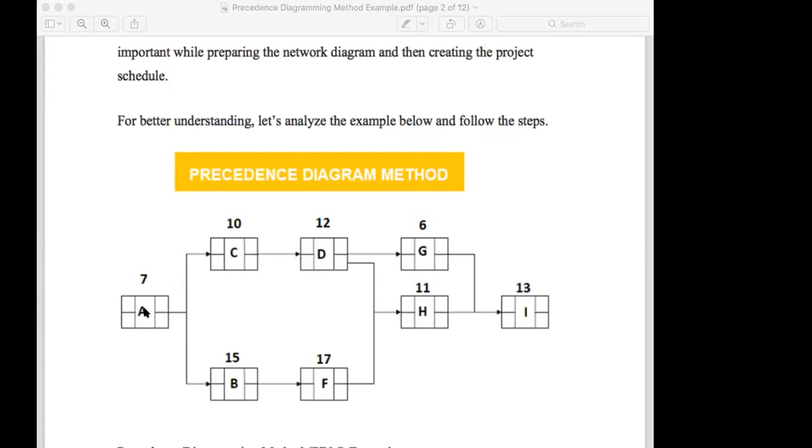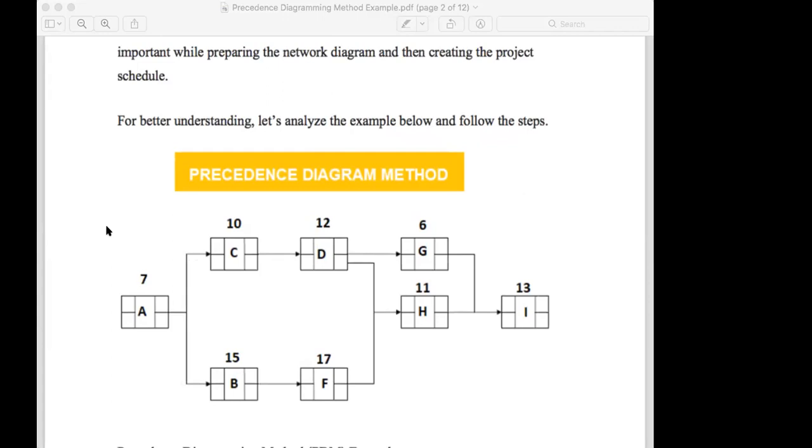There's an activity called A. From activity A, you are doing two things. You are doing activity B. After completing activity A, you can do B. And at the same time, you are starting the C activity also. After 7 days, after completing, you know the relationships. We have done that sequencing.